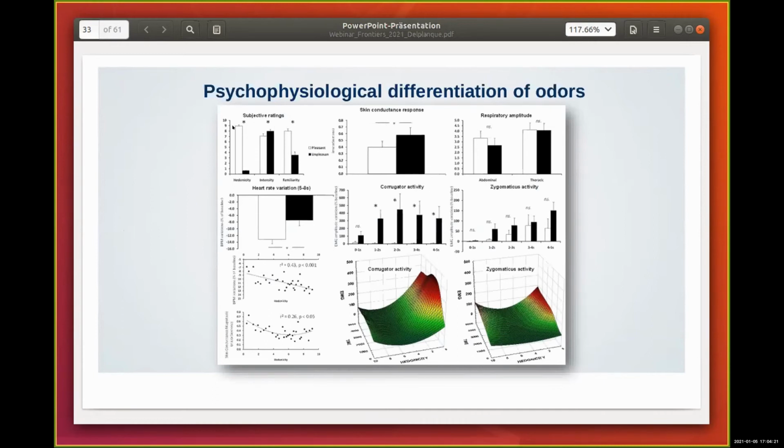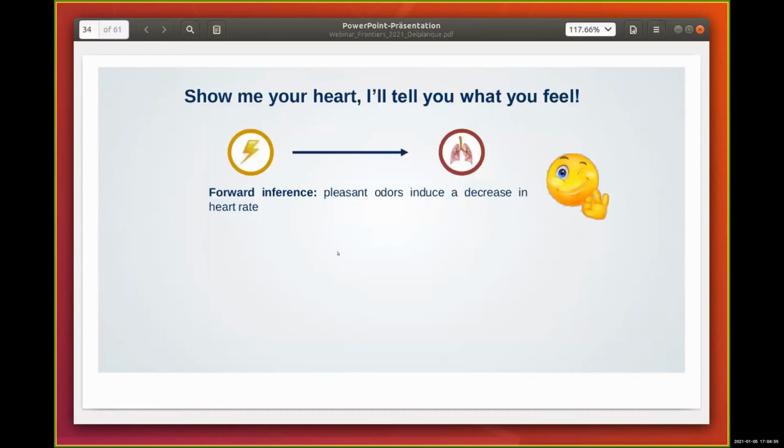You have very big differences between pleasant and unpleasant odors in terms of valence, which is just a check. And you also have differences in the skin conductance responses, and you have differences in the heart rate. The heart rate decreases as the odor pleasantness increases. The more pleasant the odor, the more important the decrease in heart rate. Okay, that's forward inference. That's the normal way of thinking. So pleasant odor induces a decrease in heart rate.